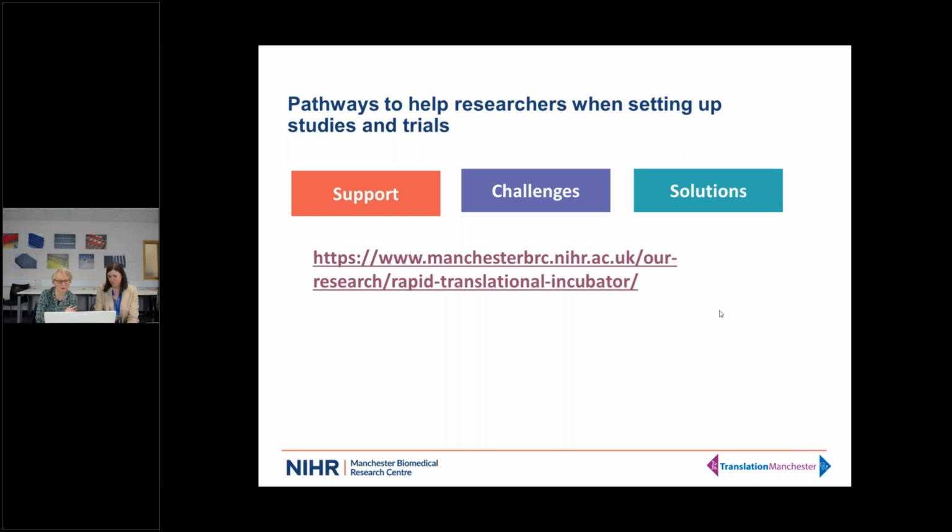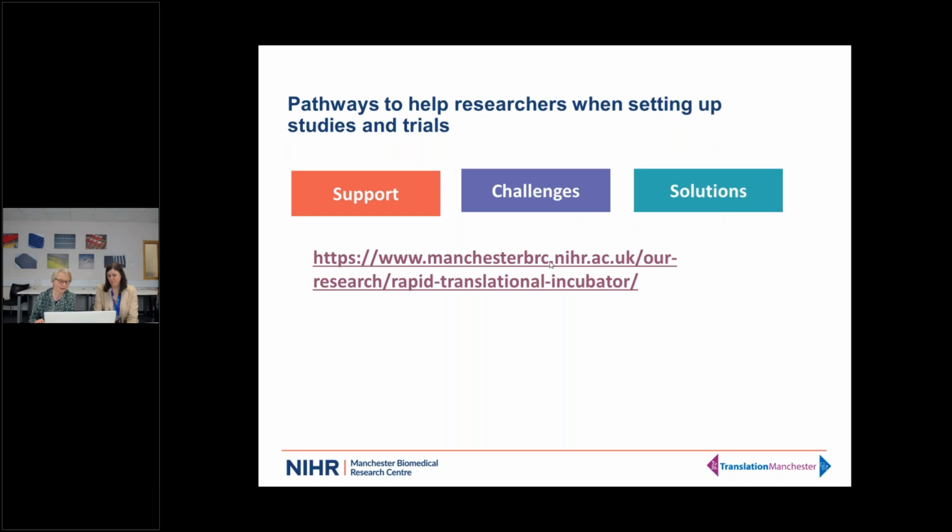Okay, thanks, Jackie. Right, everybody, so we're going to show you now our pathways. So these are set up for different types of studies, such as an experimental study or a medical device study or biomarker study. And we've broken it down into different sections: the support available in Manchester, the challenges you might incur with this type of study, and some of the solutions that people have found help them in the past.